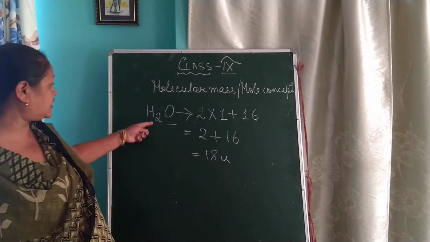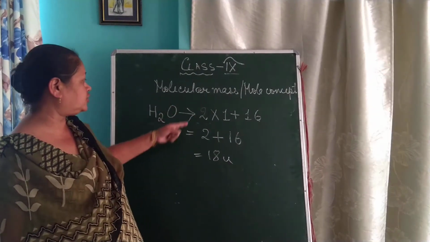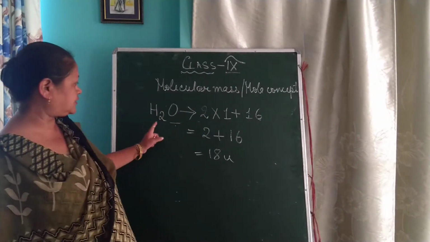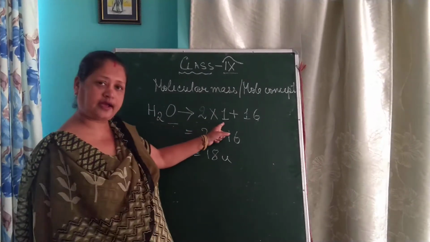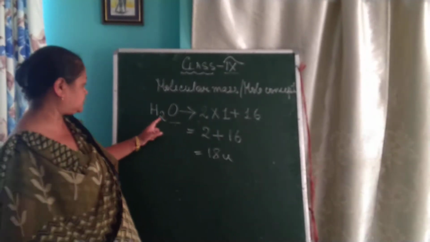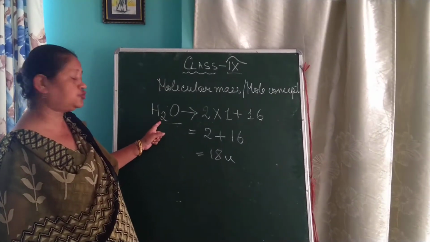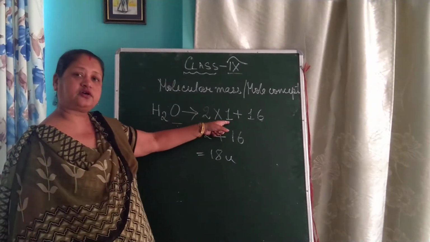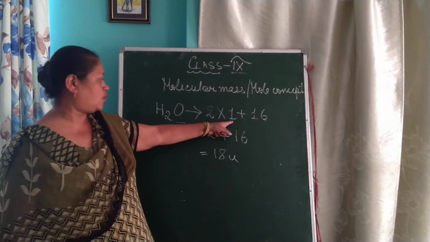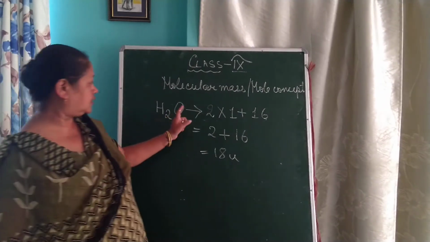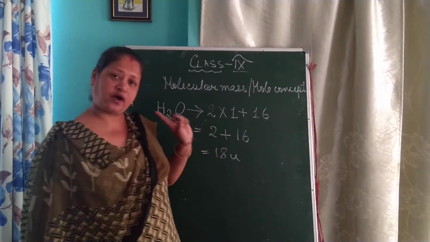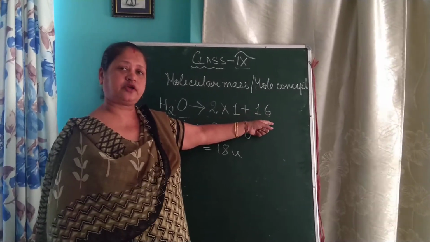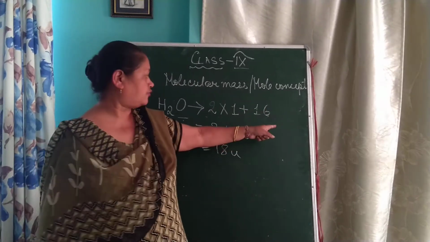So what happens here is that when you are finding the molecular mass of water, you have to multiply 2 into 1. I am repeating it just to clear up your concept. 2 into 1, because why 2? Because there are 2 atoms of hydrogen, and why 1? Because the atomic mass of hydrogen is 1. Now for oxygen, since there is 1 atom of oxygen, we need not multiply with anything, and we just write 16, because 16 is the atomic mass of oxygen.